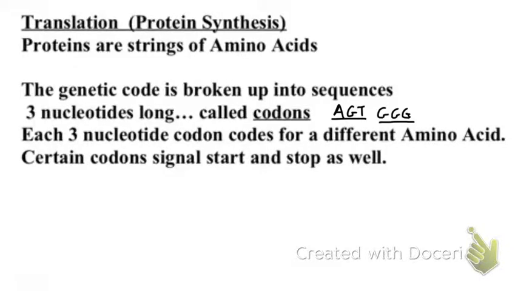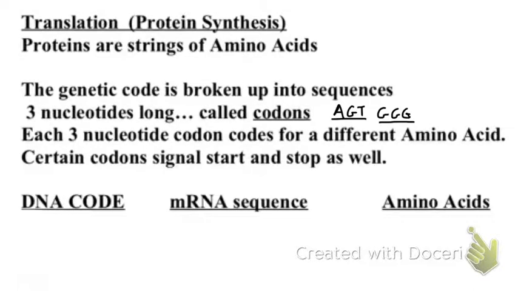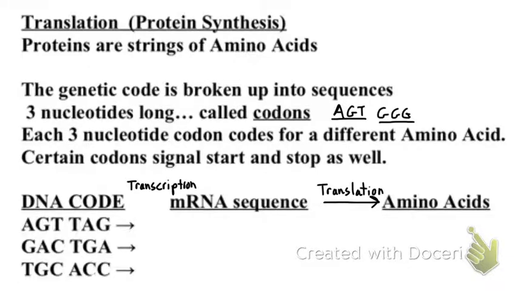Certain codons signal to stop and start as well. So certain 3 nucleotide sequences code for an amino acid, and other 3 nucleotide sequences code for either start making a protein or stop making a protein. Now let's look at this. If we convert DNA to mRNA, that is transcription. We can convert mRNA to amino acids, that is translation.